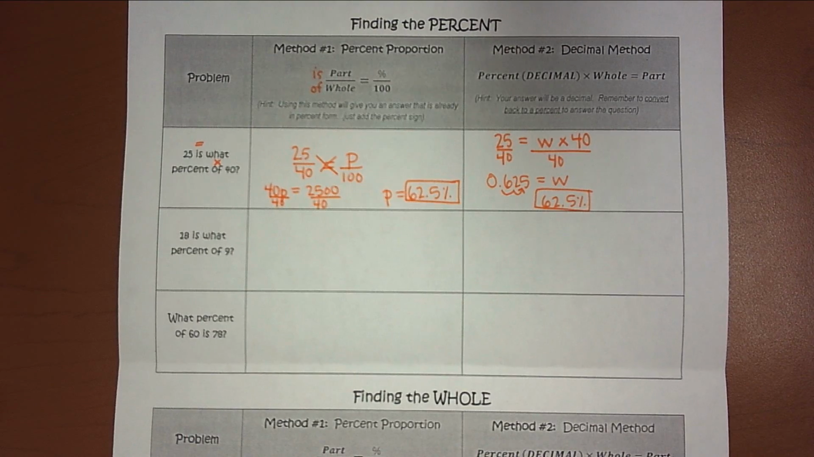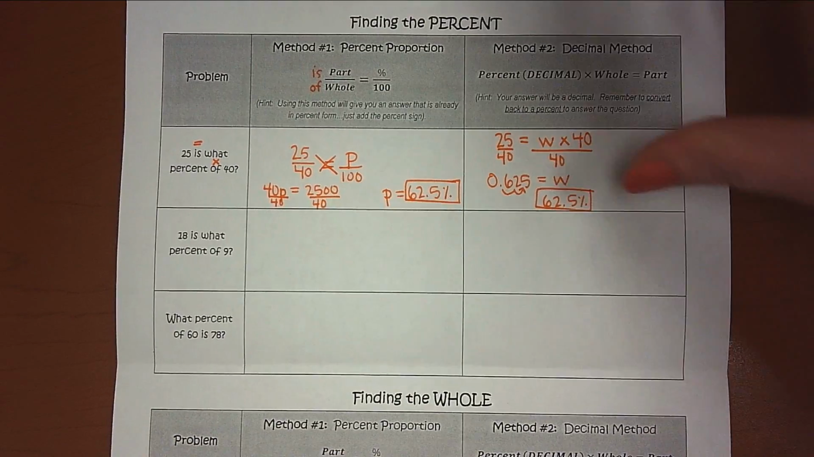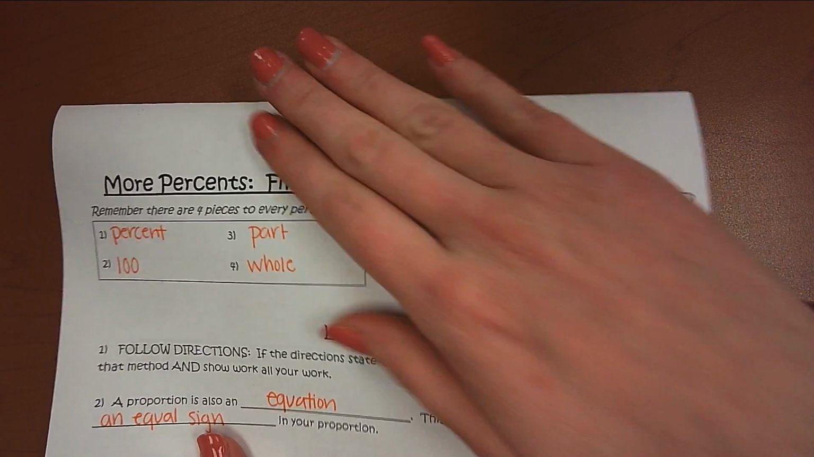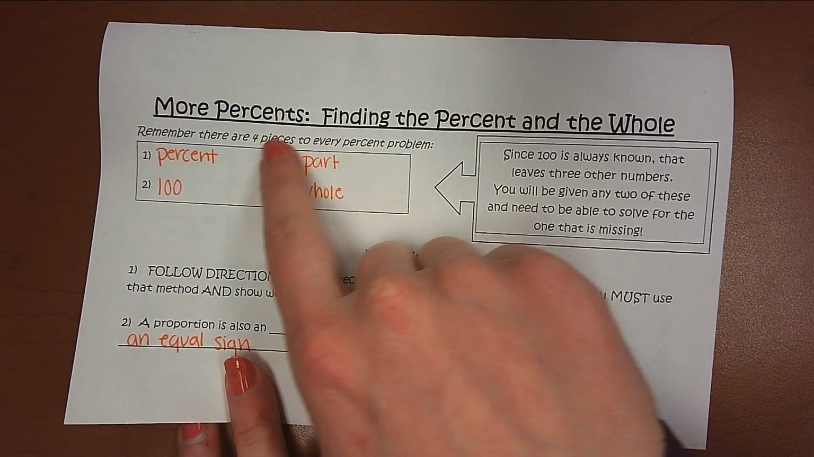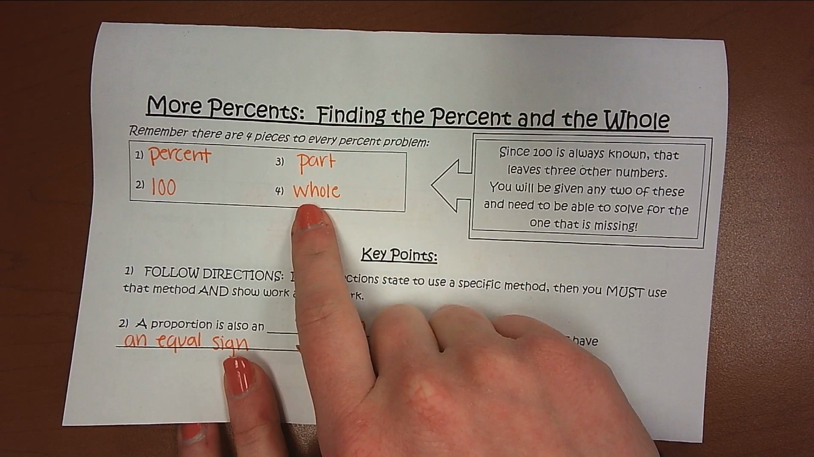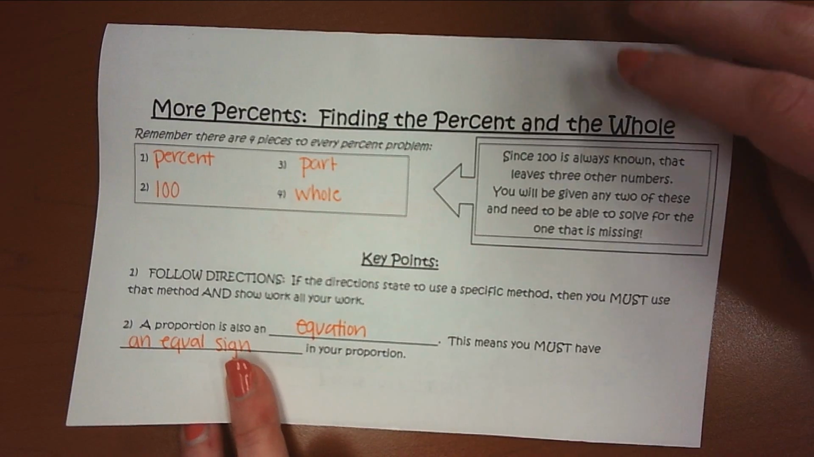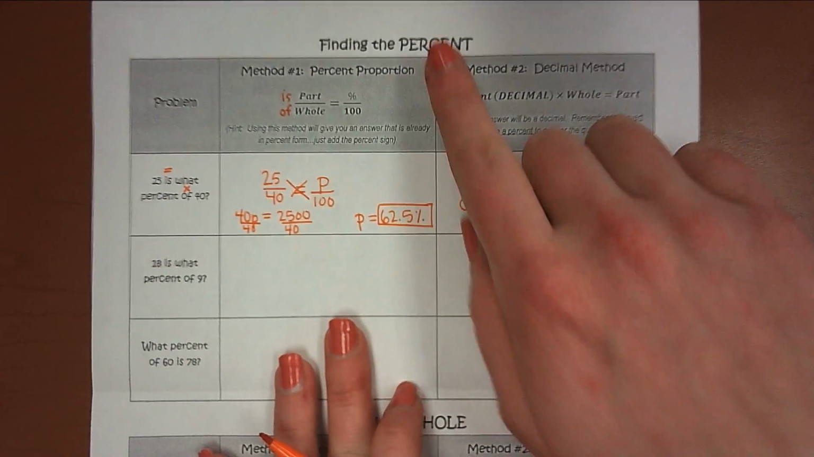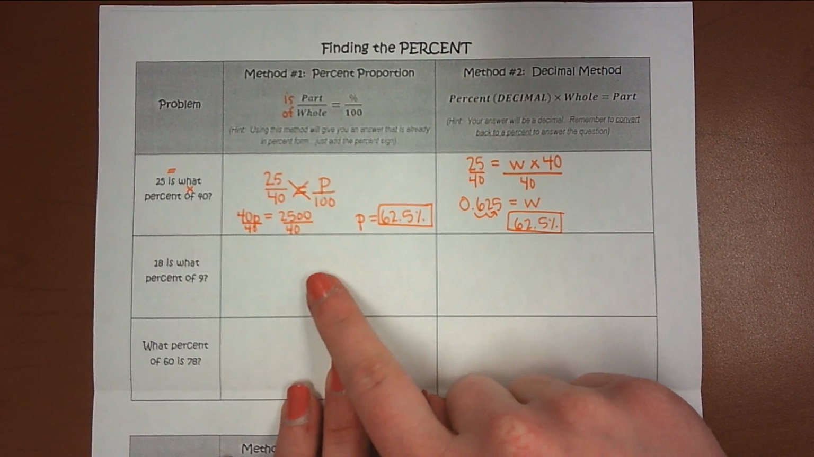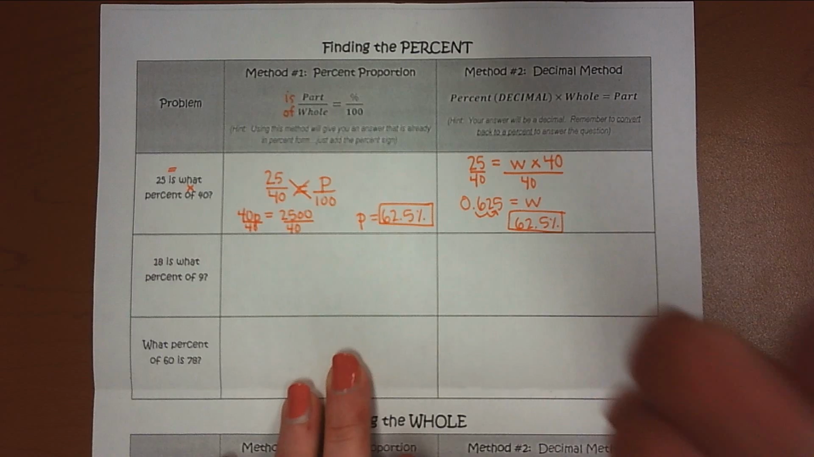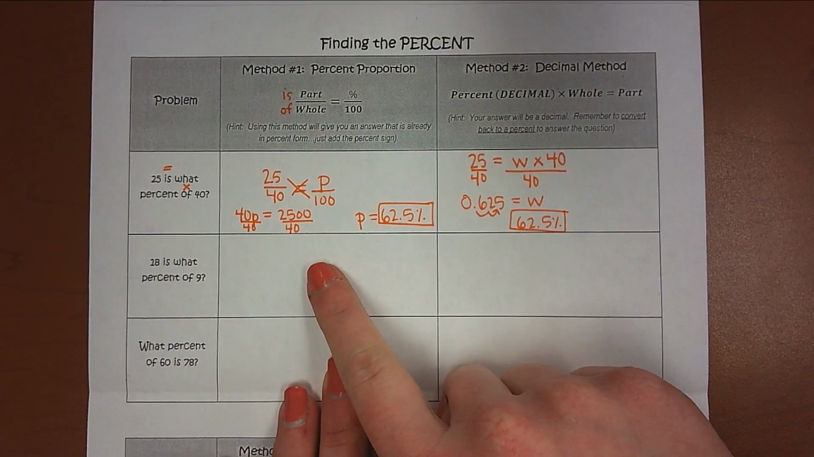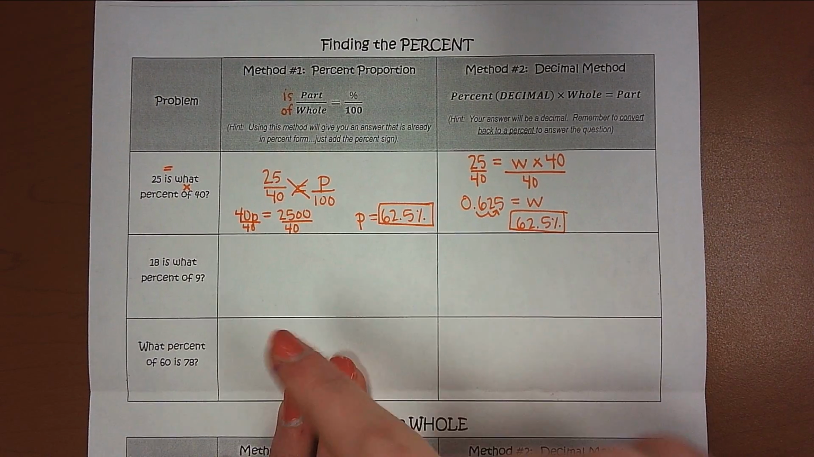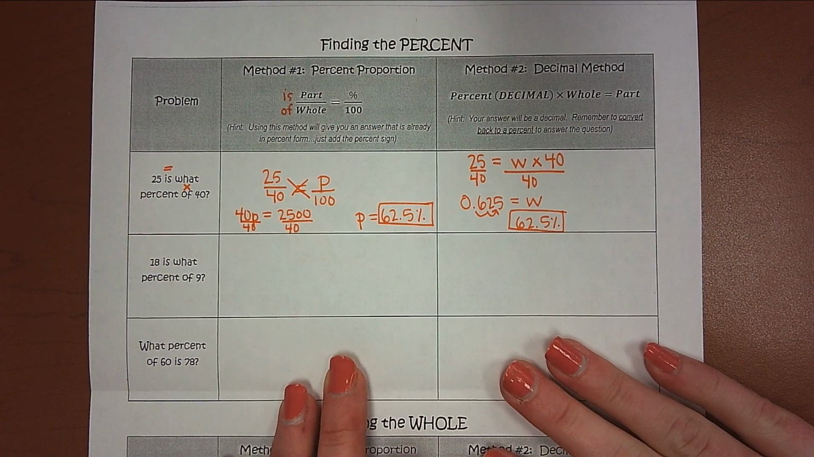In the first video for today's lesson, I talked you through the front of the foldable that said there are 4 parts: percent, 100, part, and whole, and you're always going to know 3 and have to find the missing one. So in these first 3 examples, we're working on finding the percent, and they're giving us the other 3 values, 100, the part, and the whole, so we can use the percent proportion or the decimal method. So I'm just going to go through a couple more examples with you here.